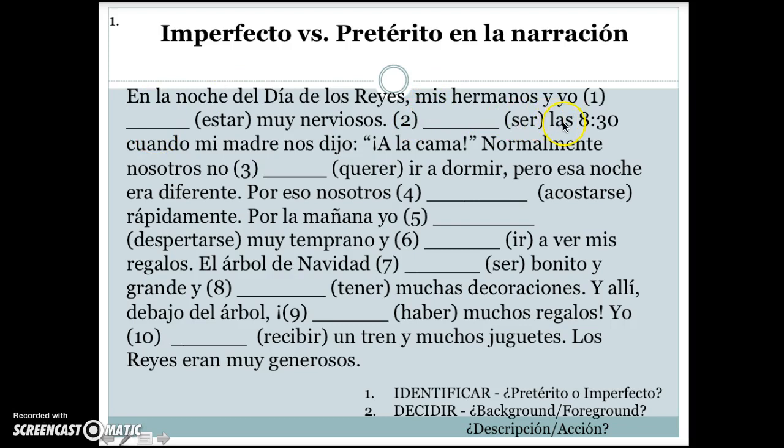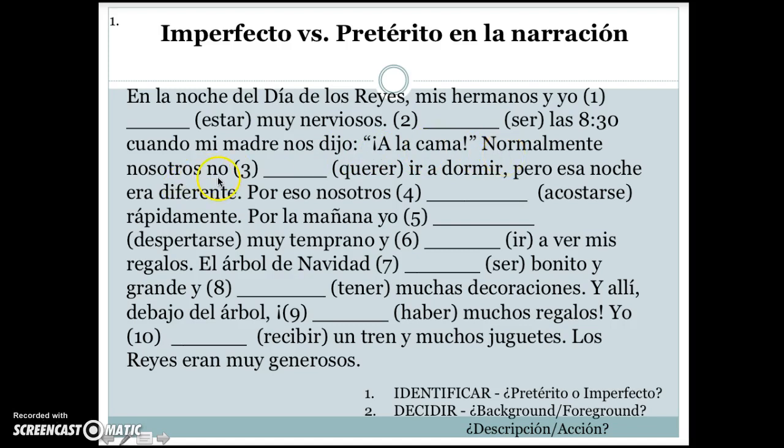Here we have telling time. It was 8:30. We learned that telling time is always in the imperfect. So we have eran las 8:30 cuando mi madre nos dijo a la cama. When my mother said, go to bed.